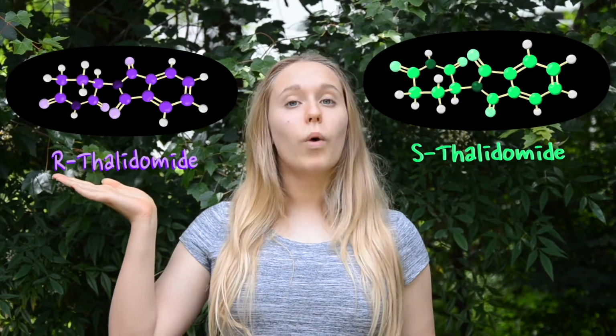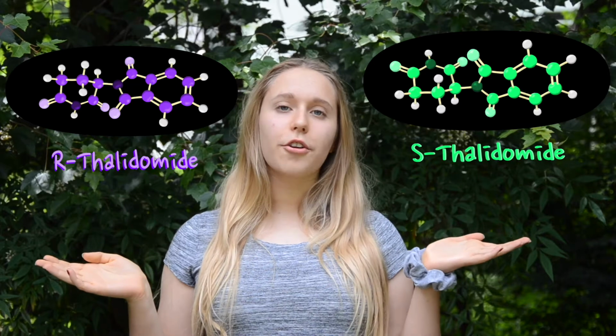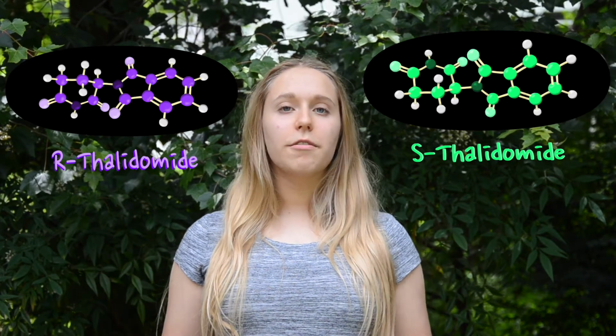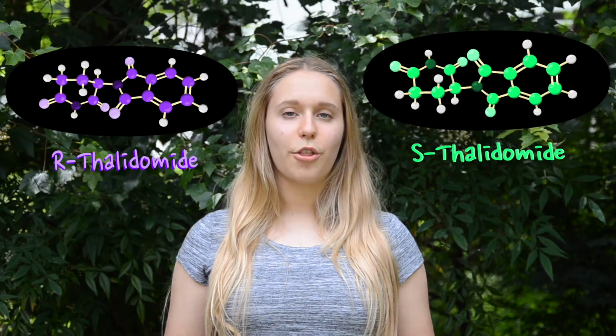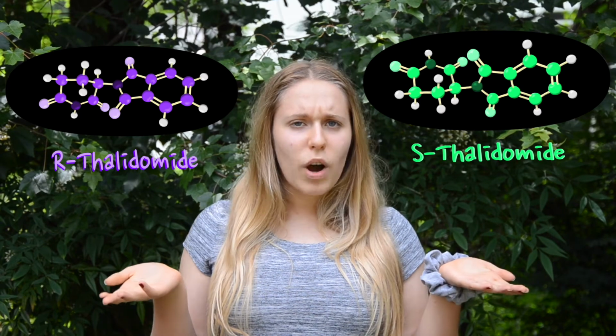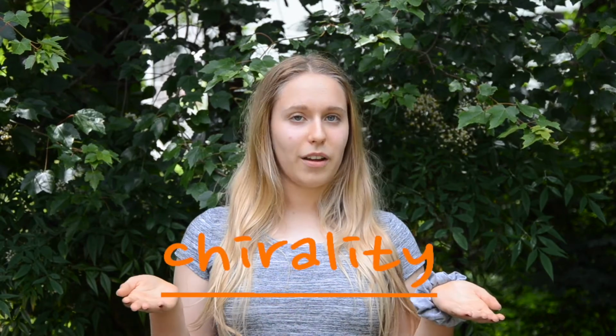Here I have two molecules, R and S thalidomide. One is used to treat morning sickness, while the other is a toxic chemical. Other than the fact that these two molecules mirror one another, they're exactly the same. So what causes such a drastic difference between their effects? To uncover this mystery, we must first understand chirality.